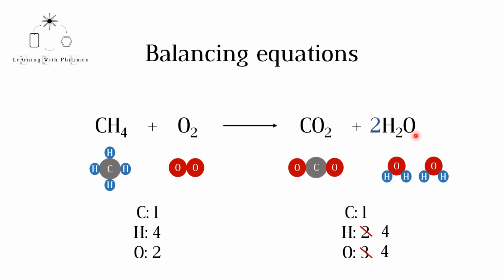Next, we need to balance the number of oxygen atoms. Adding a 2 in front of oxygen, O2, gives us 4 oxygen atoms on the reactant side. Now we have the same number of carbon, hydrogen, and oxygen atoms on both sides of the equation. The chemical equation is balanced.